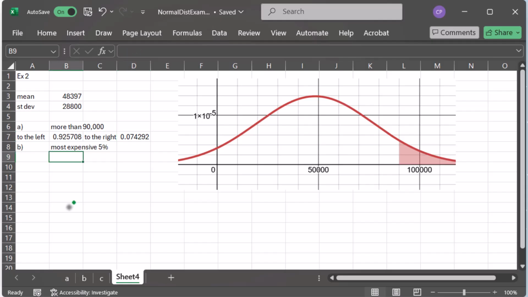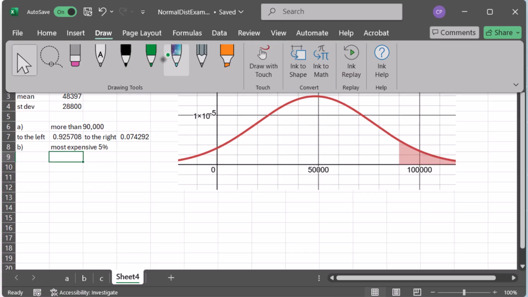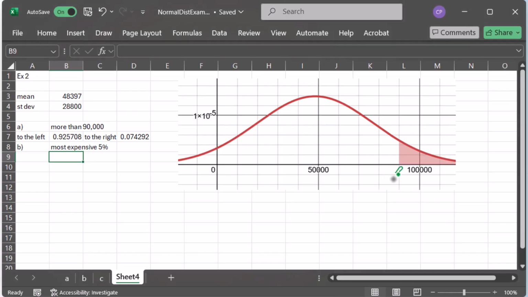And the last question from this example was, the most expensive 5% of cars cost more than what amount? So our picture here is going to be pretty much the same, but rather than setting a set dollar amount cutoff of $90,000, I don't know what my dollar amount is here. So my horizontal axis number is unknown. But I'm looking at this area to the right and saying, I want that area to the right to be 5% or 0.05.